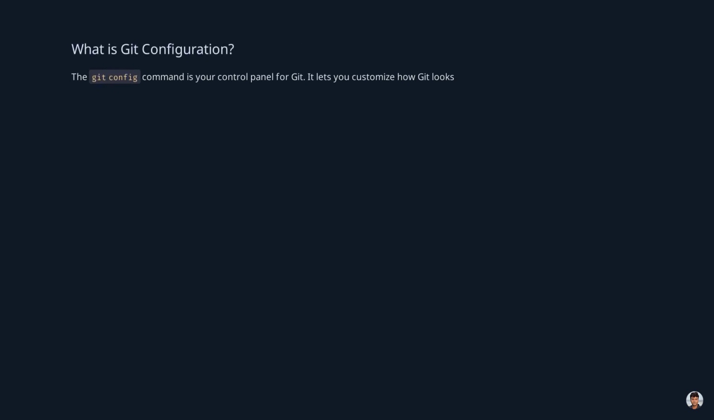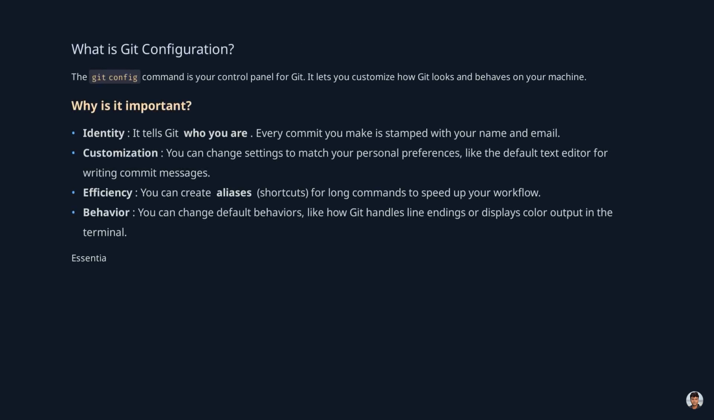Let's get started. So what exactly is Git configuration? Think of it as the settings menu for Git. Just like you can customize the settings on your phone or in your favorite app, you can customize Git. The command you use for this is git config. This is a crucial first step because it is how you tell Git who you are. Every time you save your work, Git will label it with the name and email you set here.